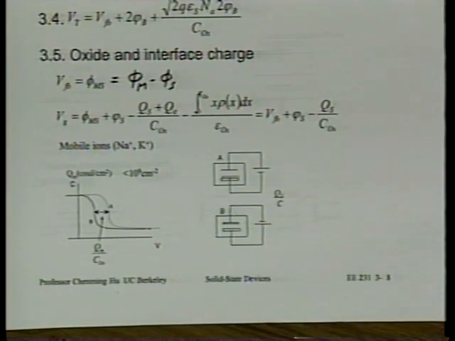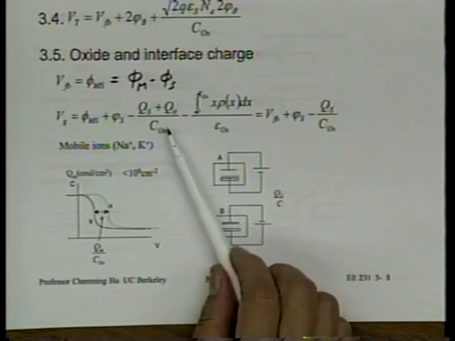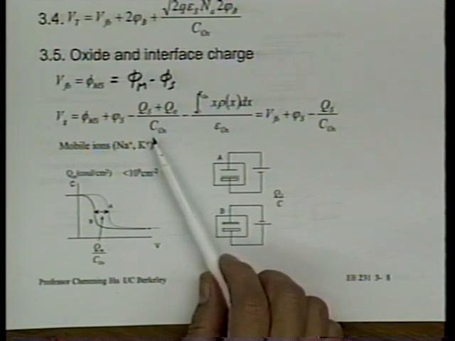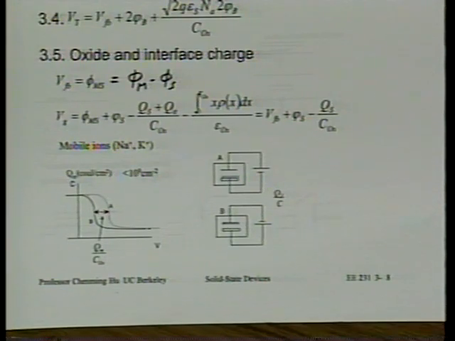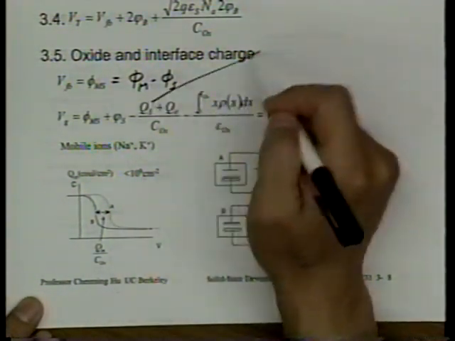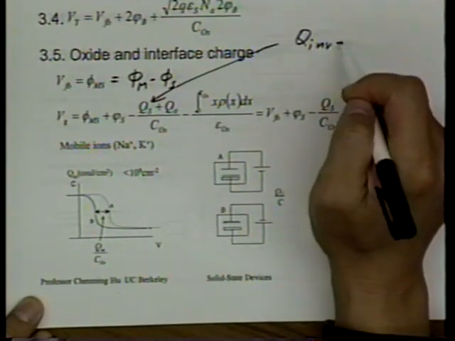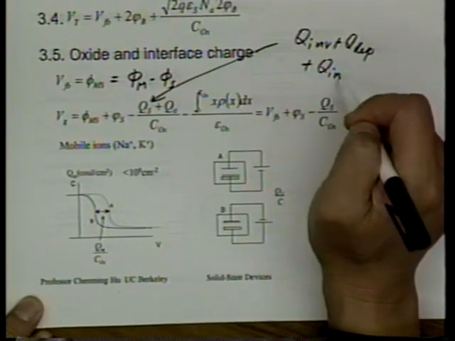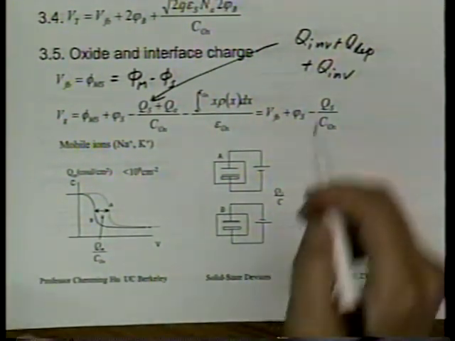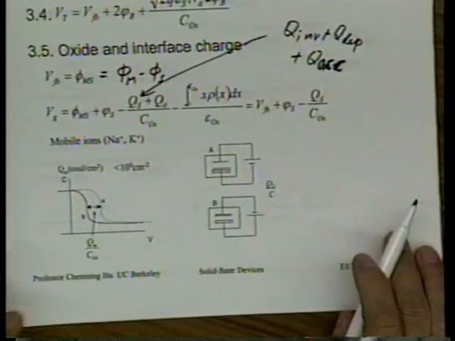In reality, Vg is equal to phi ms plus phi s plus Qs over Cox. But what if the Qs, as we defined it, involves Q inversion, Q depletion, Q accumulation? What if there are other components of charge?